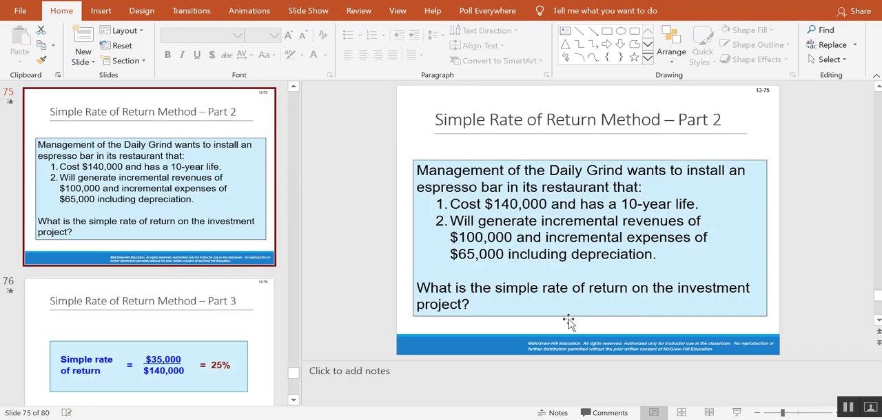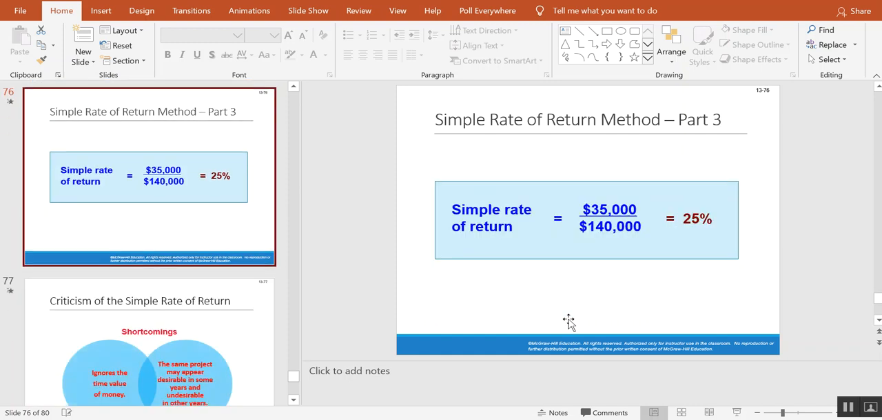So the example here is with the Daily Grind espresso bar that we considered in the first video. These are the facts. It costs $140,000 with a 10-year life. It will generate incremental revenues of $100,000 and incremental expenses of $65,000, including depreciation. What is the simple rate of return? Well, basically what we're going to do is take the net income divided by the investment, and we get the simple rate of return of 25%.